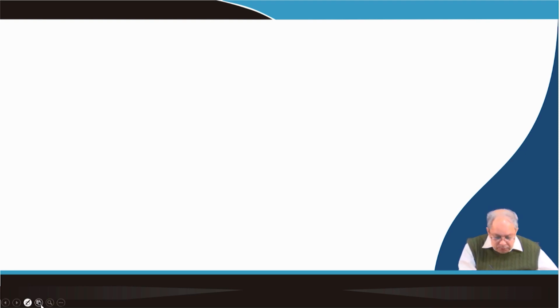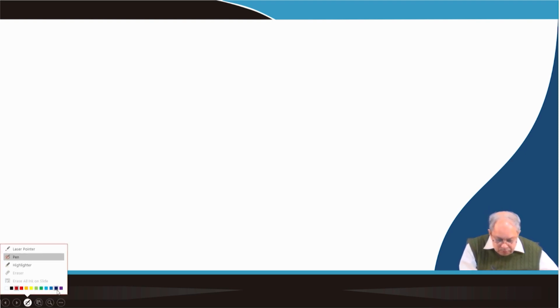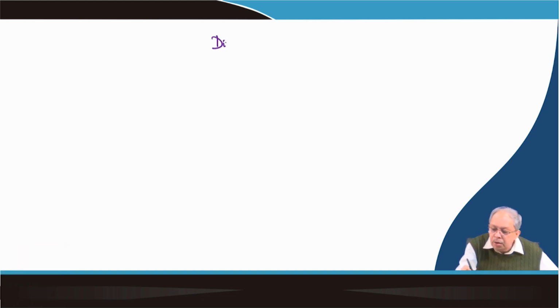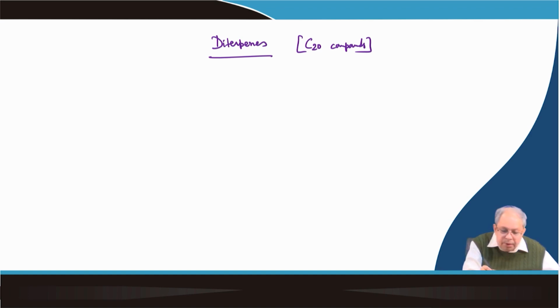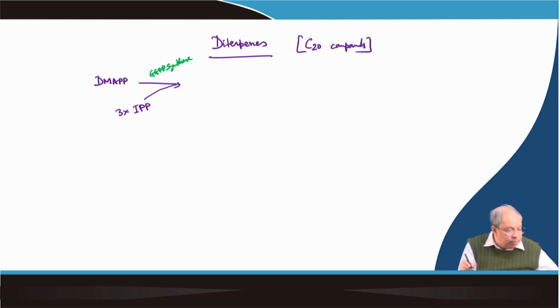Diterpenes are basically C20 compounds. That means diterpenes are formed from DMAPP with the addition of 3 molecules of IPP, and the enzyme is GGPP synthase, GGPPS, S stands for synthase, leading to the formation of GGPP.